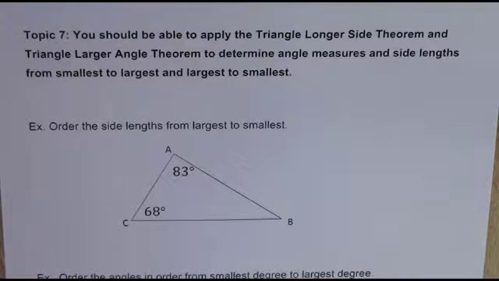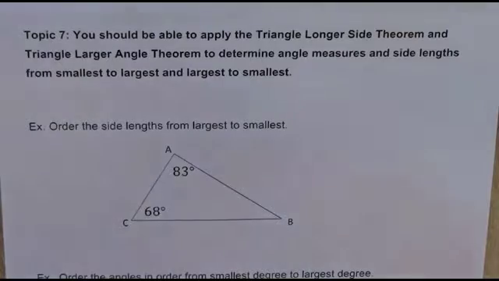Geometry 1, Chapter 6 Test, Topic 7. You should be able to apply the triangle longer side theorem and the triangle larger angle theorem to determine angle measures and side lengths from smallest to largest and largest to smallest. Whether we go large to small or small to large depends completely on the directions, so please be very careful to read the directions to see which order you should be putting them in.